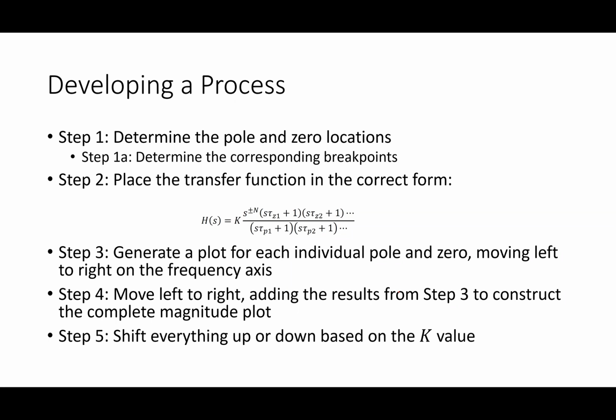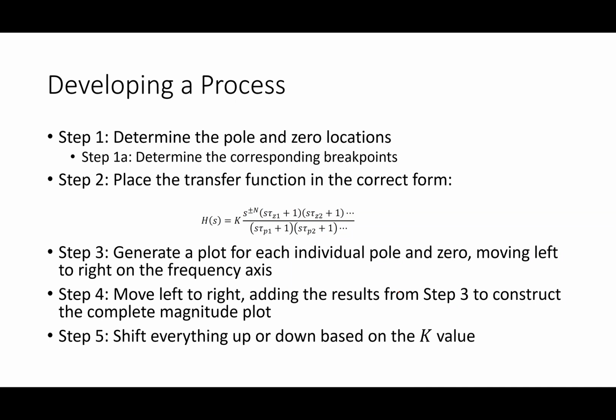Then what I can do is generate a plot for each individual pole and 0, moving from left to right. Left on the frequency axis, that's low frequencies, right? As I move from left to right, I'm going from low to high. If I have a pole, it's equal to 0, and then it's going to fall. If I have a 0, it's going to be 0, and then it's going to do what? Rise.